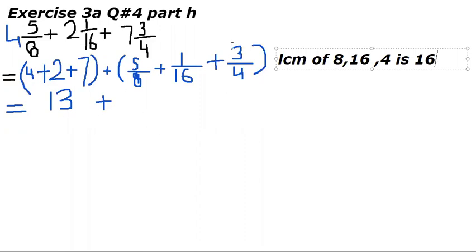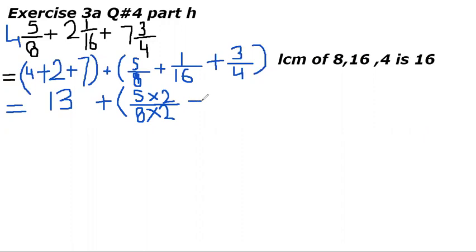Now we have to make the denominators equivalent to 16. We have to change 5 upon 8 into an equivalent fraction with denominator 16. How can we change its denominator to 16? By multiplying. 8 multiplied by how many times will give us 16? 2 times. 8 times 2 gives us 16. We have to multiply 2 in the numerator also.